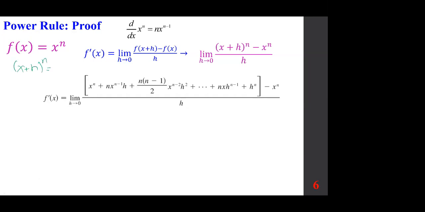you get C(n,0) x to the power of n plus C(n,1) x to the power of n minus 1 times h, plus C(n,2) x to the power of n minus 2 h squared. Notice the exponent on x and the exponent on h, they add up to n. And the last one is C(n,n) h to the power of n, or you can say x to the power of 0, h to the power of n.